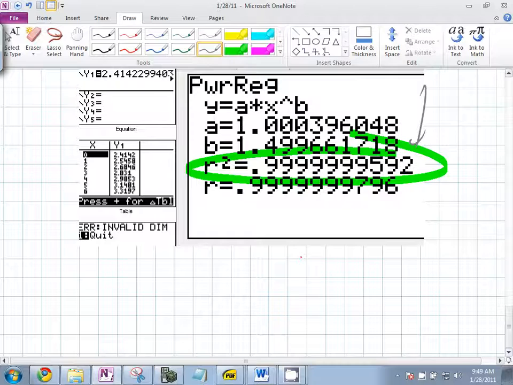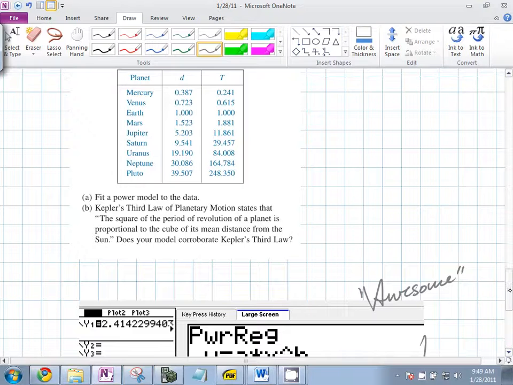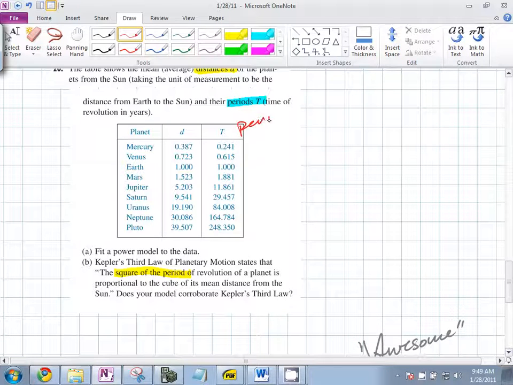And what does part B ask in this question? Kepler: the square of the period of revolution of a planet is proportional to the cube of its mean distance from the sun. Which one is period, D or T? T. So this right here is period. It says the square of its period is proportional, meaning it is some factor times the cube of its mean distance. Which one's mean distance? D. The cube. So it's saying that T squared is equal to some constant times D cubed.